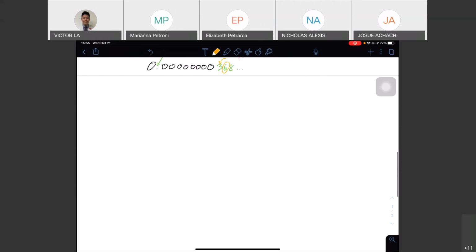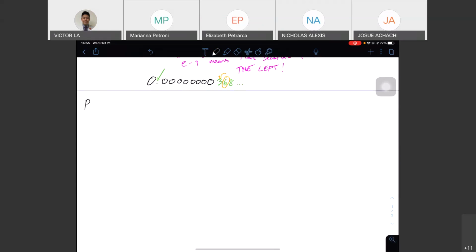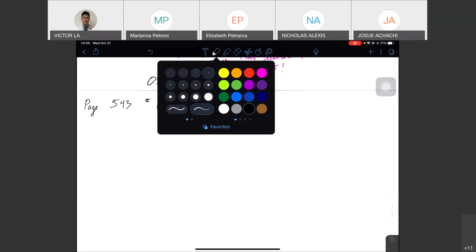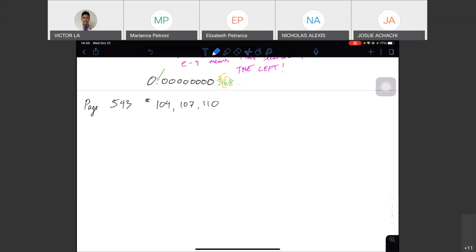So this is now still homework number 5, but we're now on page 543. And we're going to look at together numbers 104, 107, and 110. And as I mentioned briefly when we were discussing the problems, these types of problems are what they call percentage. In addition, they're translate and solve.